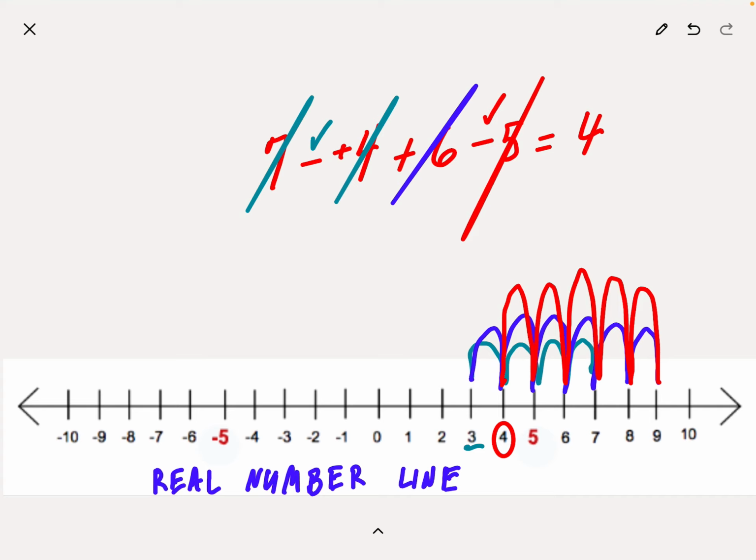Look at the next number. If it has a minus or a negative, go left. Otherwise, go to the right. That's the rule. And using a number line is really simple to add and subtract integers.